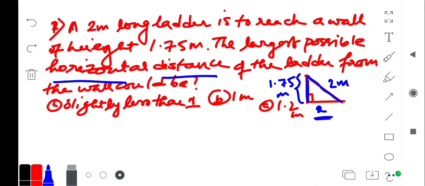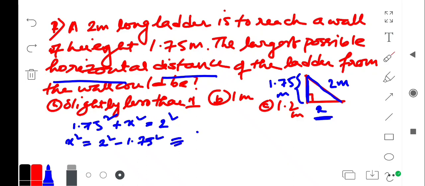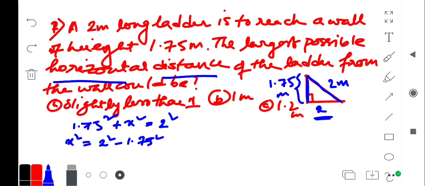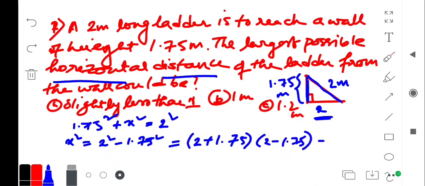Now we use the Pythagoras theorem, that is 1.75 square plus x square equal to 2 square. Now x square equal to 2 square minus 1.75 square. Now we apply the formula a square minus b square equal to a plus b into a minus b. Sorry, not a minus b whole square, it is the a square minus b square formula. Now the formula is 2 plus 1.75 into 2 minus 1.75, so now we get the first value 3.75, and the second value 0.25.